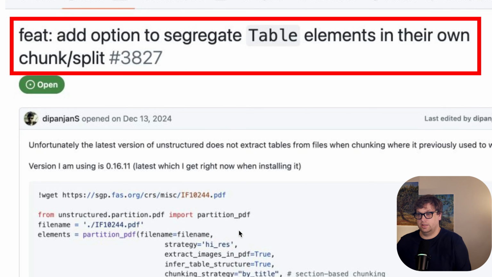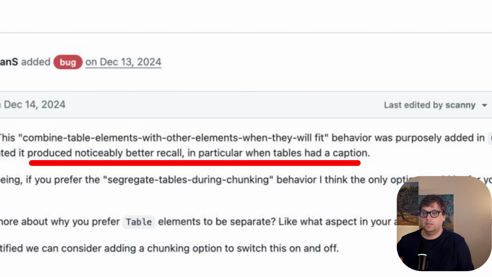They didn't exactly ask a question, but they said, hey, it doesn't support this, and they need it. And going through this thread, you can see that someone said, hey, our metrics indicate it produced noticeably better recall when tables had captions.